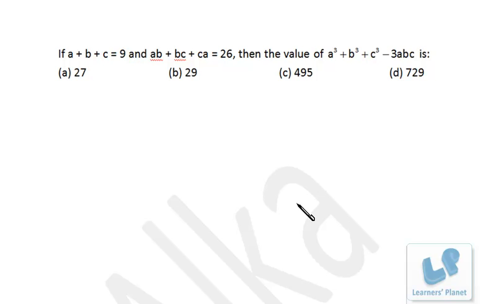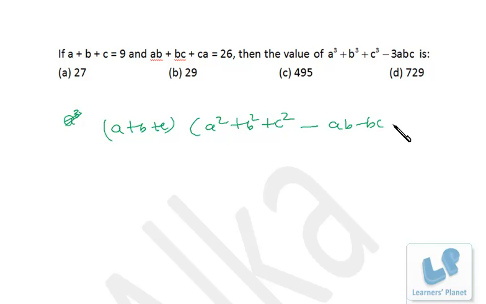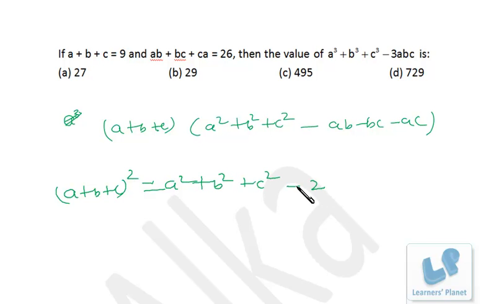Now this problem: a plus b plus c is 9, ab plus bc plus ca is this, and a cube plus b cube plus c cube minus 3abc we want, right? Now I have discussed the formula for a cube plus b cube plus c cube minus 3abc, that is a plus b plus c times a square plus b square plus c square minus ab minus bc minus ac, right? Now in this case you don't have the value of a square plus b square plus c square, right? So what we can do, a plus b plus c whole square is a square plus b square plus c square plus 2 times ab plus bc plus ac, right?